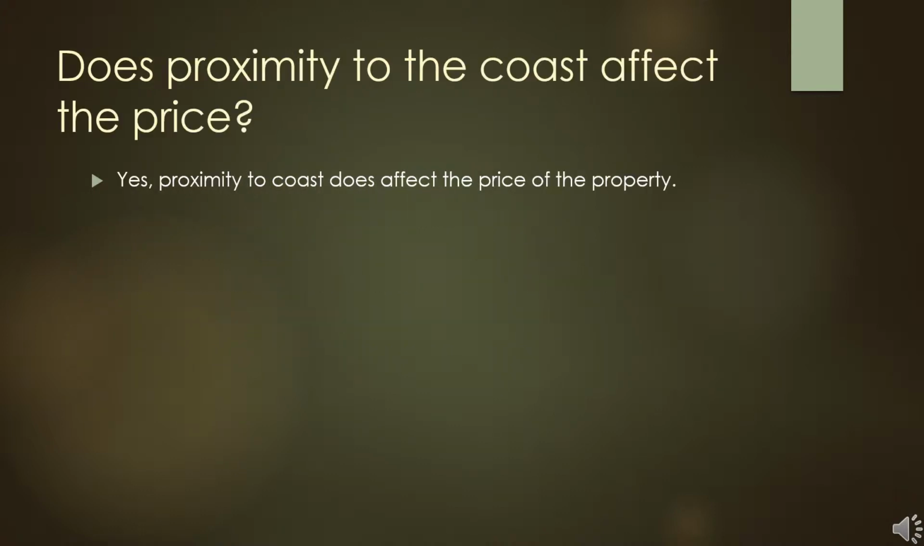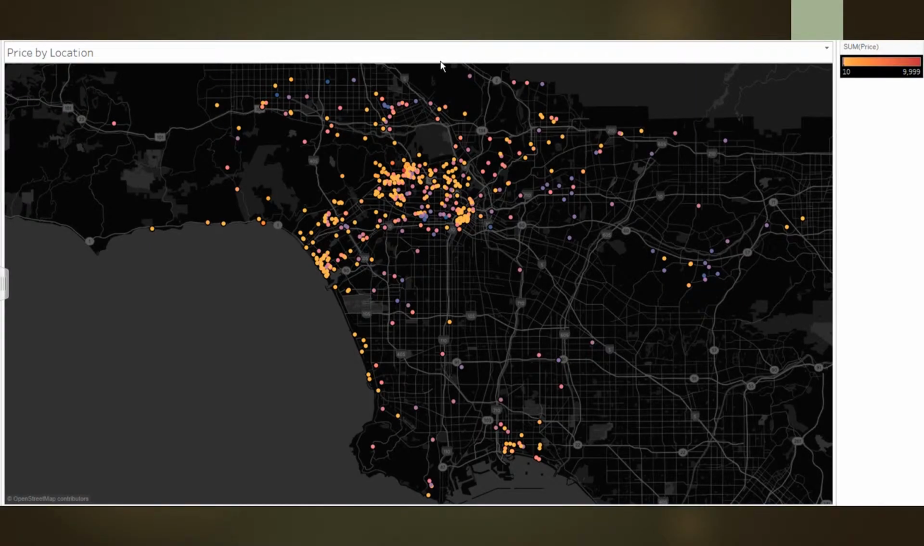The first question that we asked ourselves is, does proximity to the coast affect the price of the rental? Based on our analysis, we concluded that the proximity to the coast does in fact affect the price of the property. This is the visualization that we chose to focus on for this business question. Since these variables came to us as latitude and longitude, we weren't able to actually run a regression with these variables. So the best way to analyze this question was to map it out on a grid like we did.